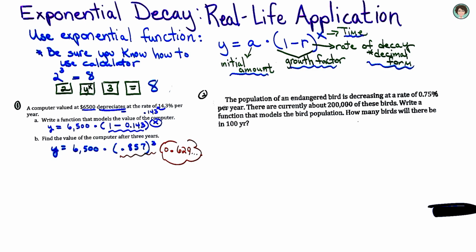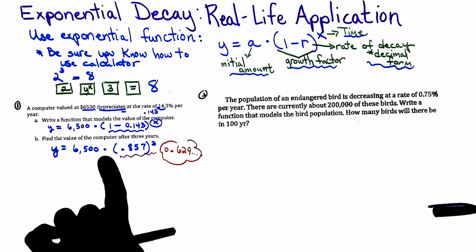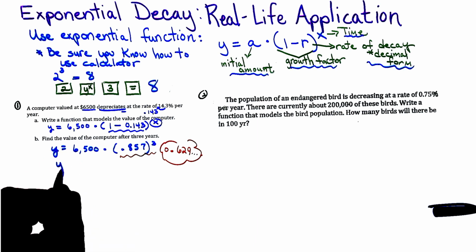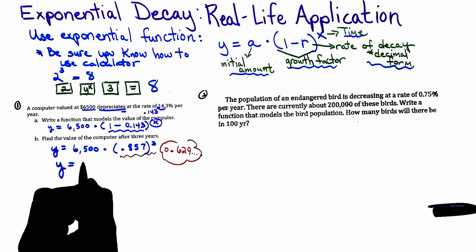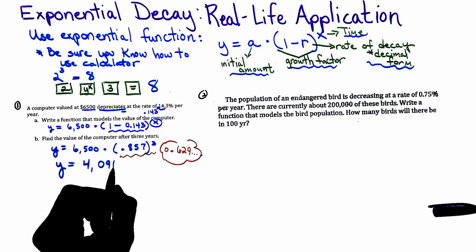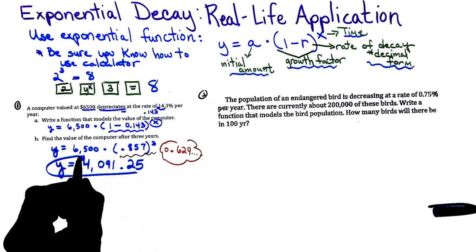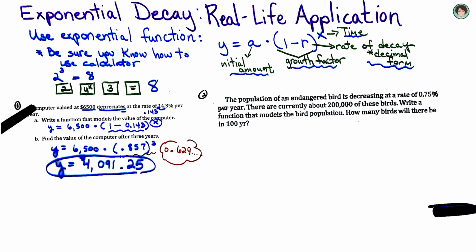Now, we do not do anything. We leave that in our calculator, and then we're going to go ahead and multiply that number by 6,500. And when you do that, you end up getting $4,091.25. So after 3 years of you having a $6,500 computer, this is how much your computer would be worth. It depreciates. The value goes down each year.